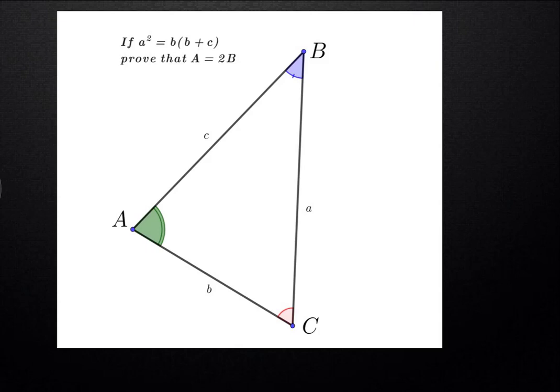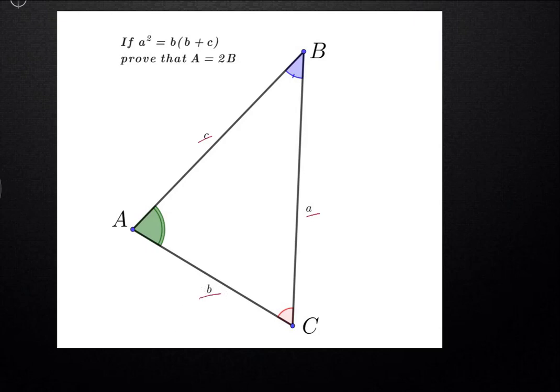Hello there, welcome. We have a question here. It is a trigonometry question, elementary trigonometry. We have a triangle ABC with angles capital A, capital B, and capital C, and the opposite sides to the angles are small a, small b, and small c.